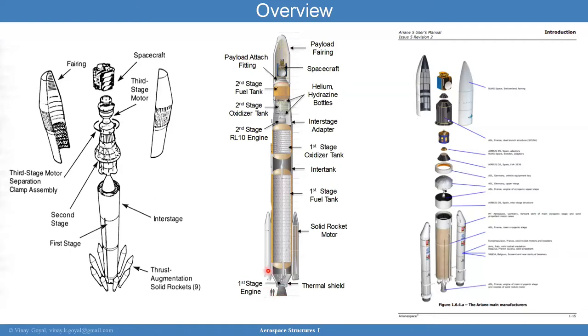You then could have a stage tank. In this case, you have a fuel tank and an oxidizer tank. The oxidizer tank and fuel tank not only carry the primary loads of the vehicle, they're also pressurized. And they also provide the fluids for the engine to then produce the thrust that's required to fly.